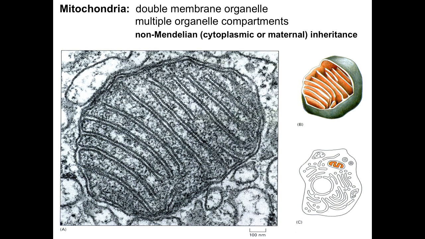Mitochondria are a double membrane-bound organelle. Because they have two membranes, mitochondria have multiple organelle compartments. So one could describe the outer mitochondrial membrane, the inner mitochondrial membrane, which folds into cristae. One can describe the space between the inner and the outer mitochondrial membranes, shown here on the cartoon as the white space, and of course the mitochondrial matrix.